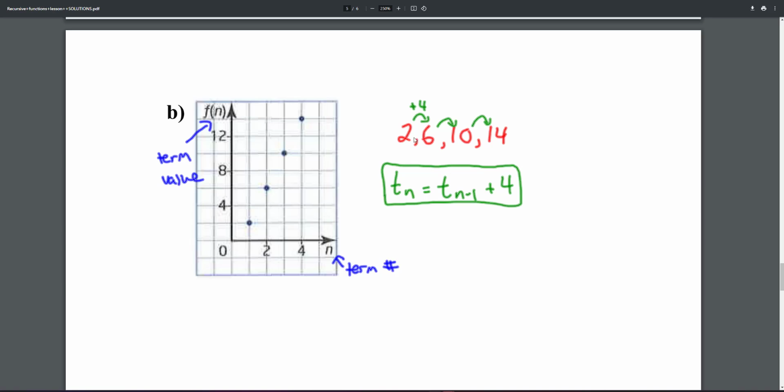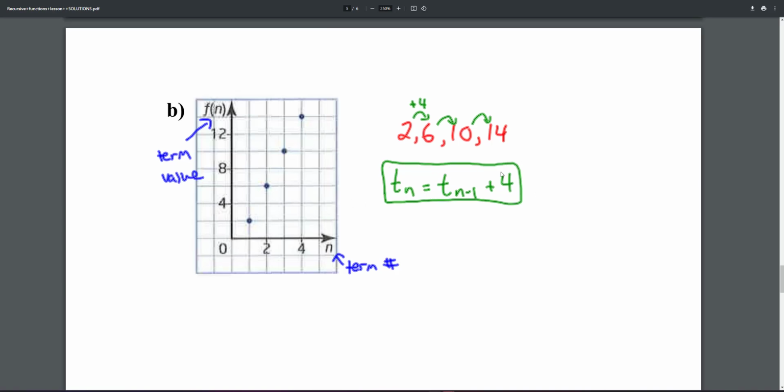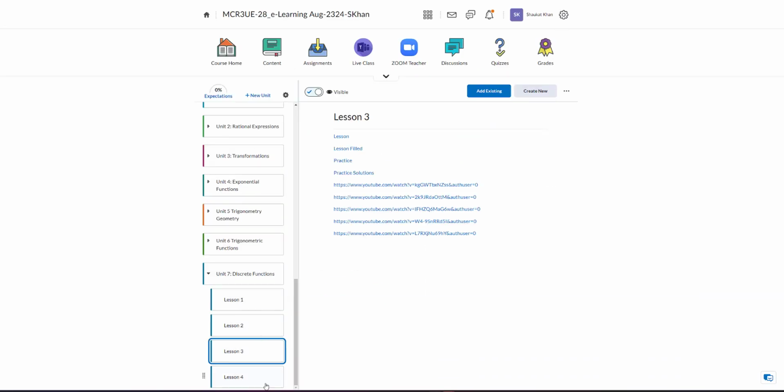You can graph it as well. Our functions are not continuous, because remember, it's 2, 6, 10, 14. So if you were to graph a sequence, it would look like this. It would just be points or dots on a curve.